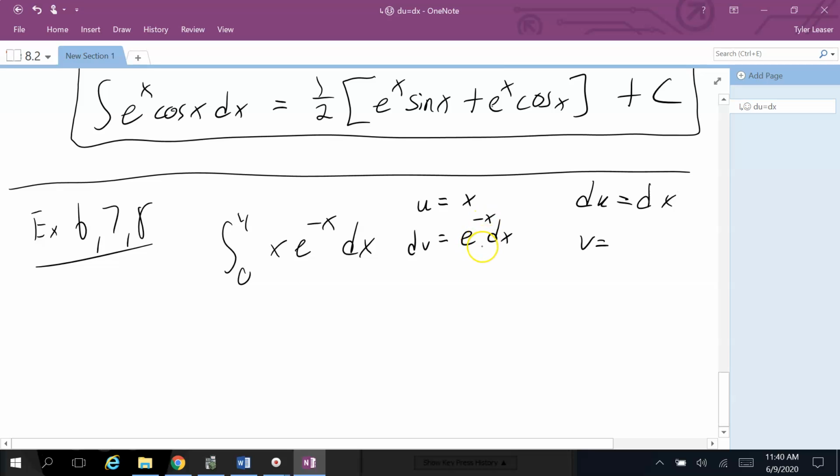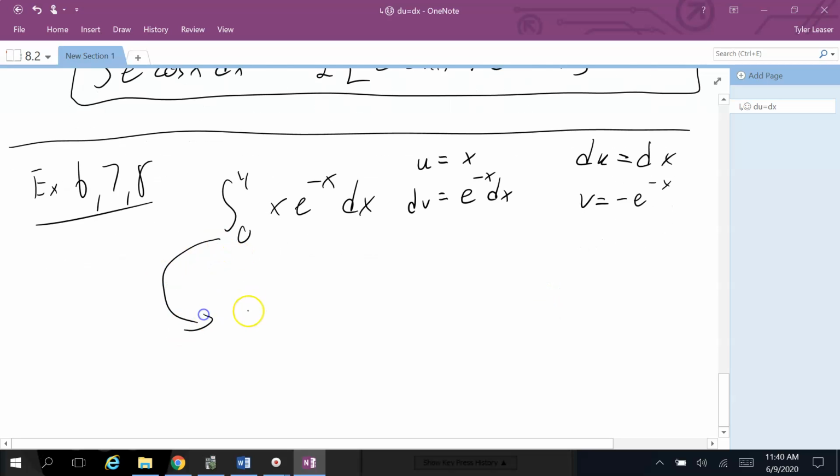Be careful here. Antiderivative of e to the negative x is we're going to divide down that negative 1 and then just leave the e to the negative x alone. Okay? This is now going to be equal to the integration by parts, u times v, which is negative x e to the negative x, minus the integral of v du, which is negative e to the negative x dx. The limits from the first equation move down. So this is also going to have the same limits from 0 to 4.